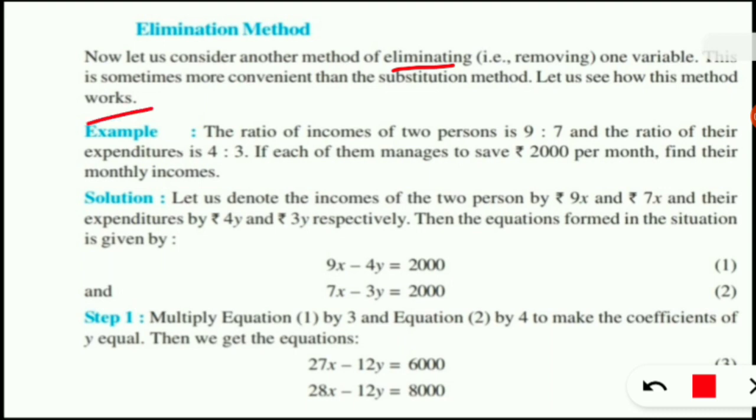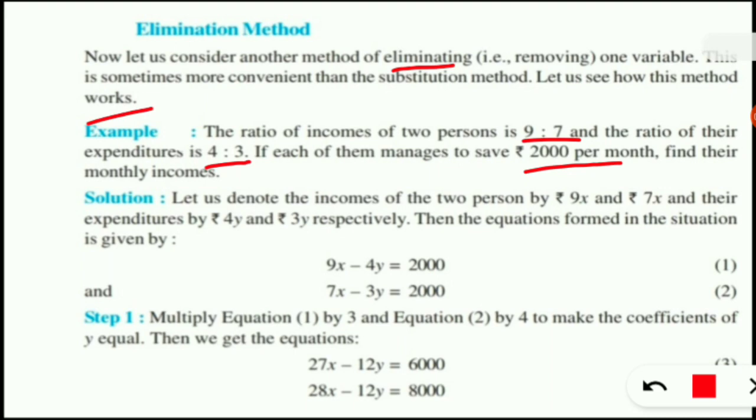Okay, so here is the example, and the question is: the ratio of incomes of two persons is 9:7 and the ratio of their expenditure is 4:3. If each of them manages to save rupees 2000 per month, find their monthly incomes. Clear? That means here the income ratio of the two is 9:7 and the expenditure ratio is 4:3. Okay, and each of them manages to save 2000 per month.